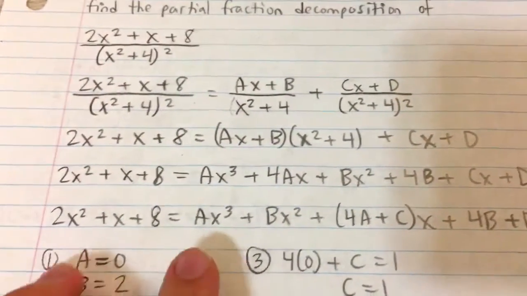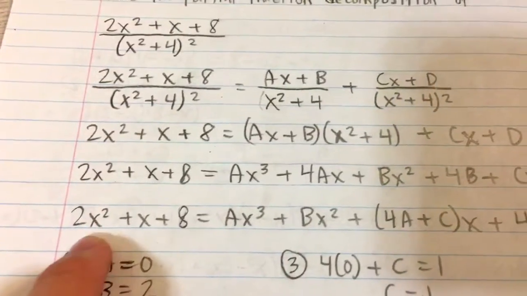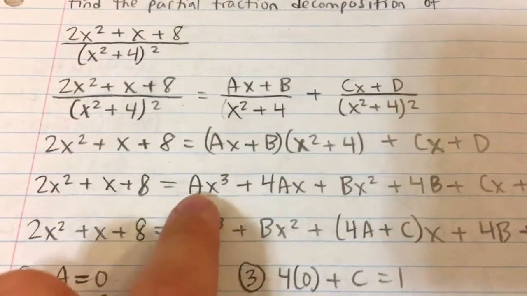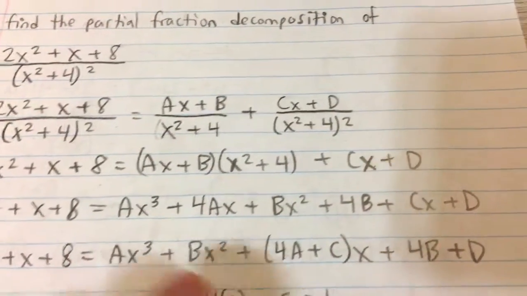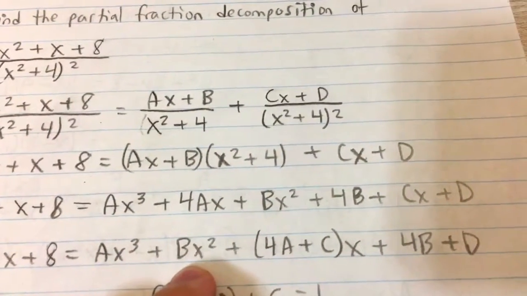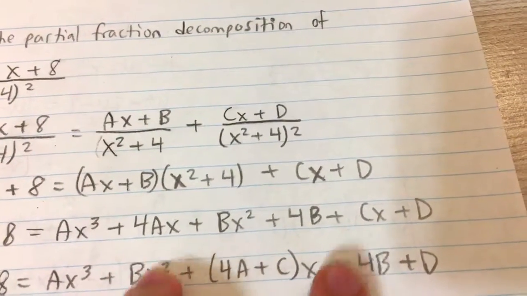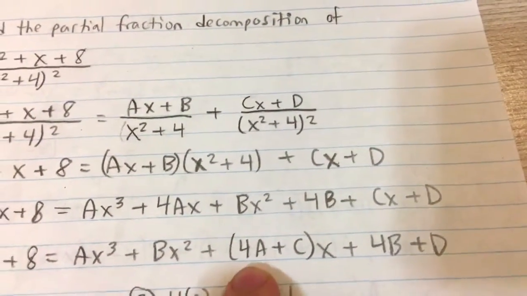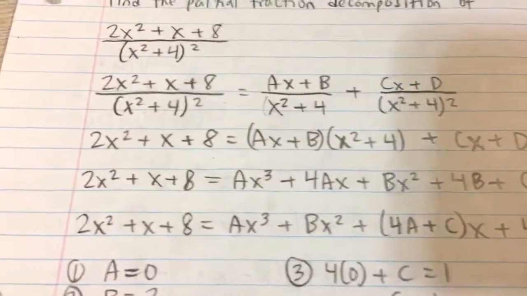And now what I'm going to do is collect like terms on the right and equate coefficients with the expression on the left. Actually, it's kind of simple because there's only one cubic term, so ax³. There's only one quadratic term, so bx². The linear term is 4ax + cx. I factor out the x and I get 4a + c. And the constants are 4b + d.